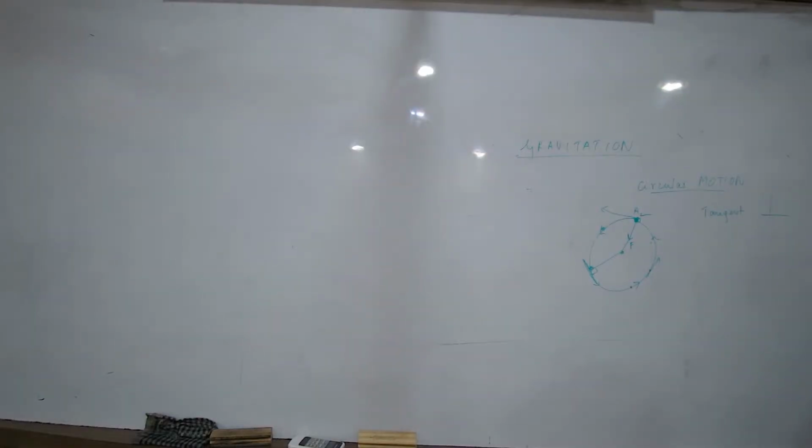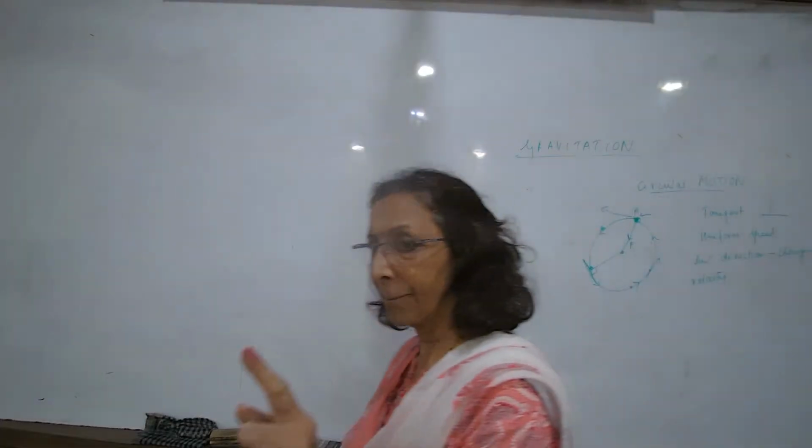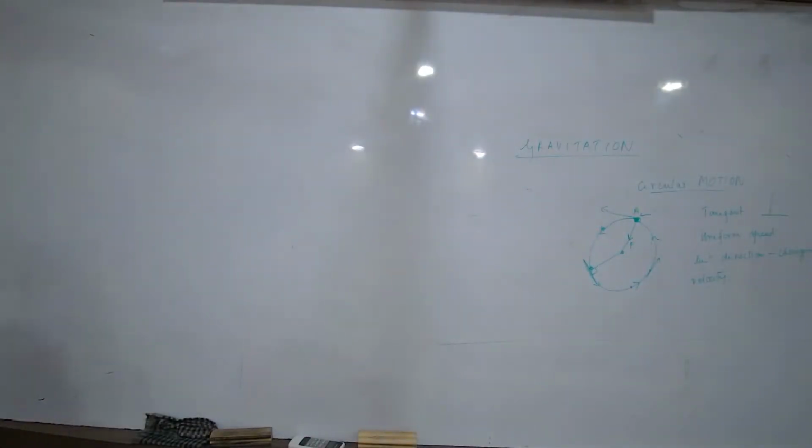Is that okay? So here, what do we say? It is uniform speed. But what is happening to direction? Yes, the direction is changing. Now what is happening to velocity? Will it remain the same? No. Think about two things. Velocity depends upon two things.